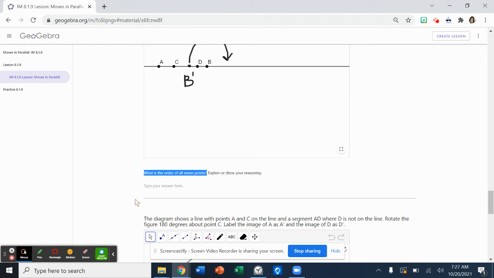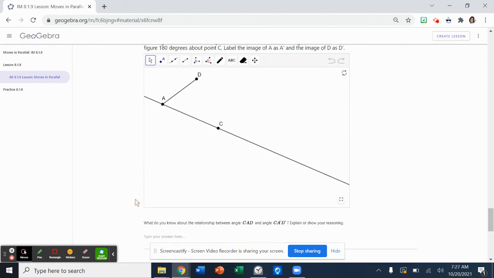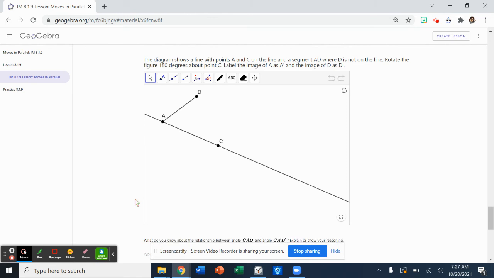Okay, so you should have answered this question if you're still watching. Otherwise, pause the video. We're getting to the end here, and I want to make sure to recap the key points of the lesson for you. The diagram shows a line with points A and C on the line and segment AD where D is not on the line. We want to rotate the figure 180 degrees about point C and label the image of A as A prime and D as D prime. So we're rotating the figure 180 degrees about point D.